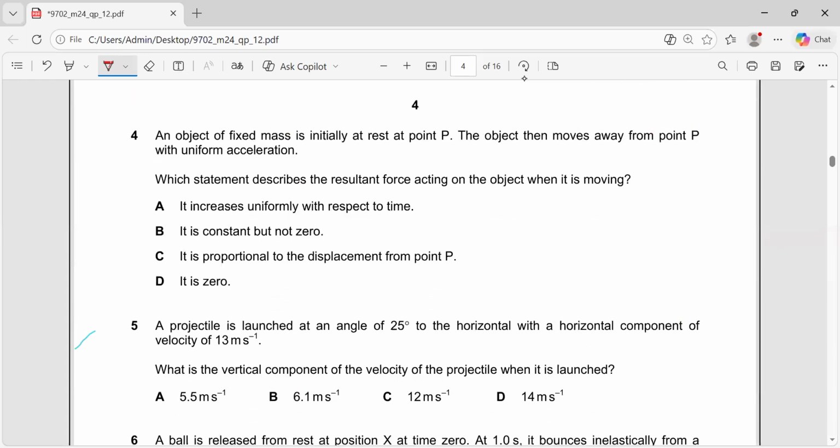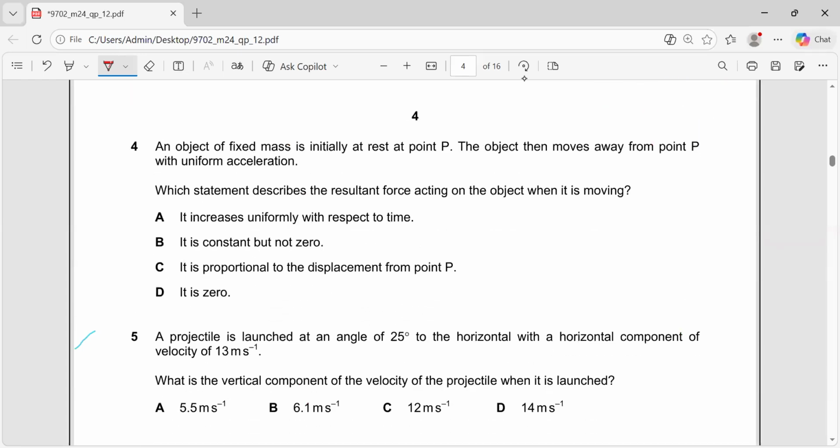Question number 4 says there is an object of a fixed mass which is initially at rest at point P. So एक mass है, एक point P के ऊपर वो rest पे पड़ा हुआ है. The object then moves away from point P with uniform acceleration. तो object move करना शुरू हो गया, but उसकी acceleration कैसी है, constant है. वो कहता है which statement describes the resultant force acting on the object?